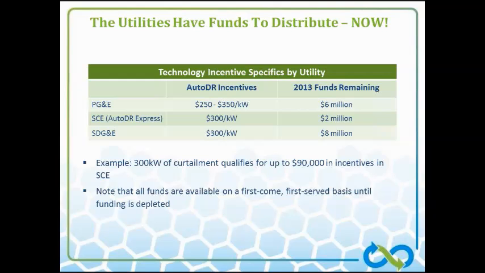The dollars that are remaining are first come, first served. So the way that that works is applications are time-stamped by the utilities. Even now, there's a backlog of applications that all the utilities are working on, which will continue to dwindle away these $6 million, $2 million, and $8 million buckets. So time is absolutely of the essence.